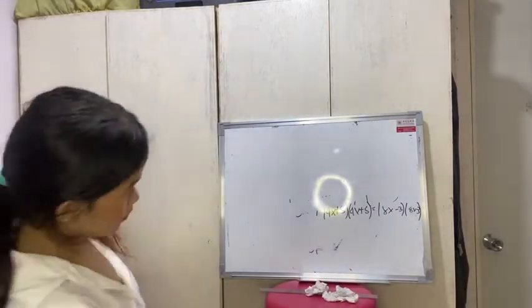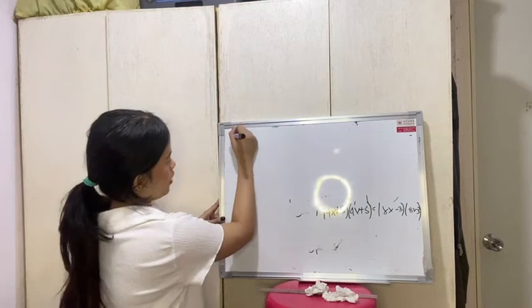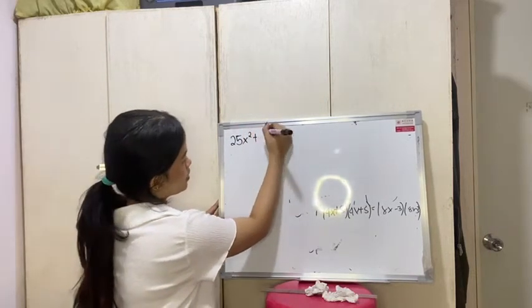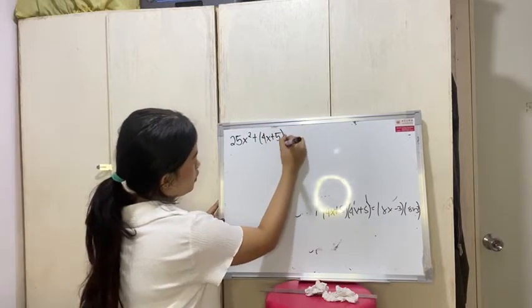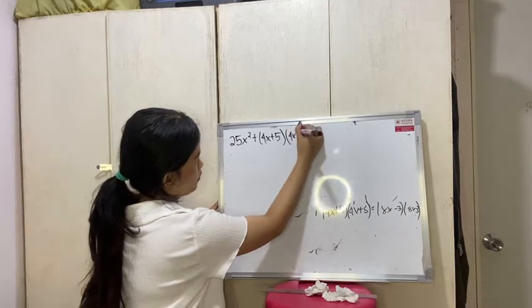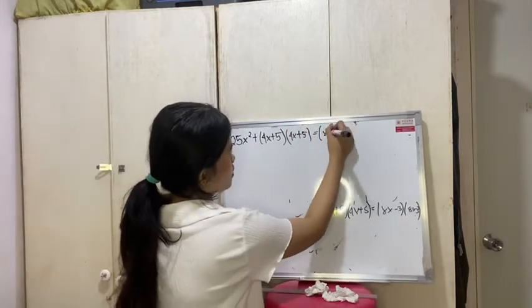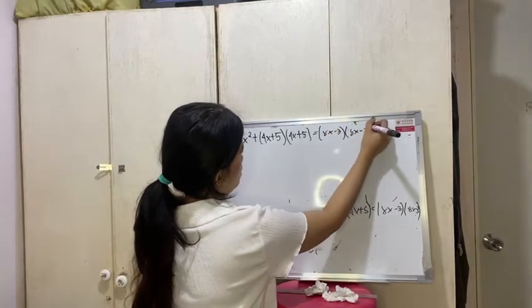So 25x squared plus 4x plus 5 times the quantity 4x plus 5, equal to 8x minus 3 times the quantity 8x minus 3.